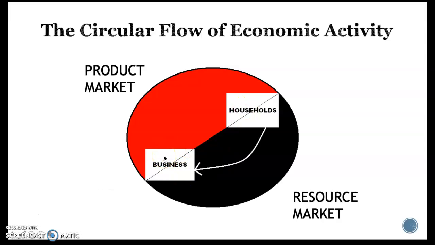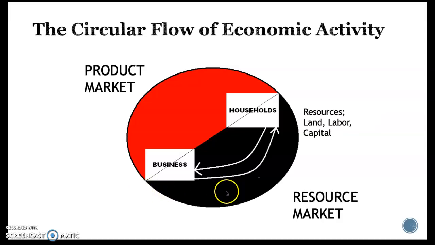So, as we see this arrow here of households going to businesses, in exchange for households providing businesses with the resources of land, labor, and capital, businesses then, as we see this next arrow here, going from businesses to households, businesses will provide households with pay in exchange for those resources. So this is essentially where people get their wages or their salaries from, is in the resource market by exchanging their work for their pay.